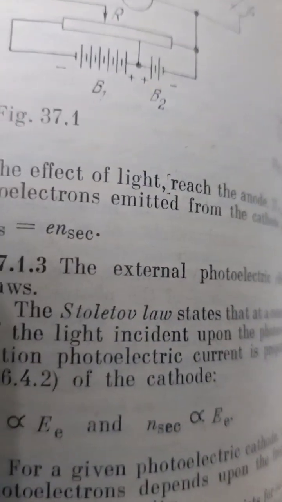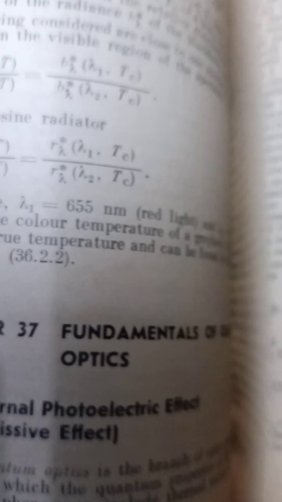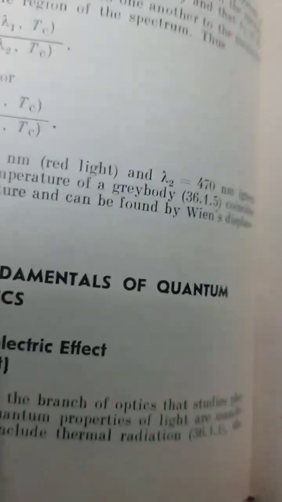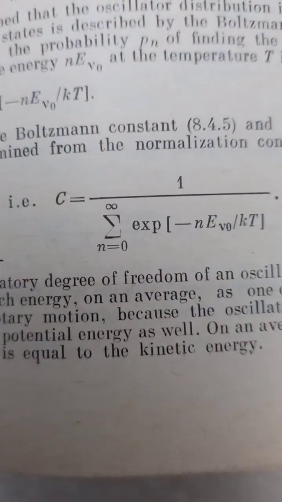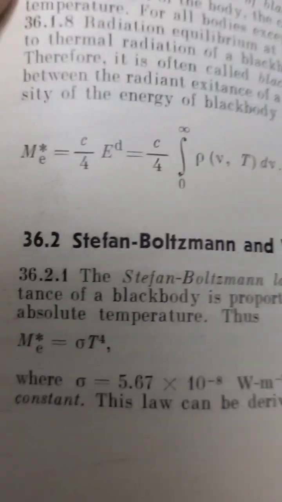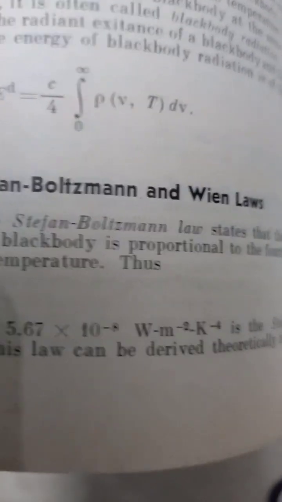Compton effect is also discussed over here. And here you can see the photoelectric effect is discussed. The fundamentals of quantum optics are there. Planck's formula is there. So this is Planck's formula, the equation is given over here. And the book is highly informative. Boltzmann law, Stefan-Boltzmann and Wien's law, highly informative book really.